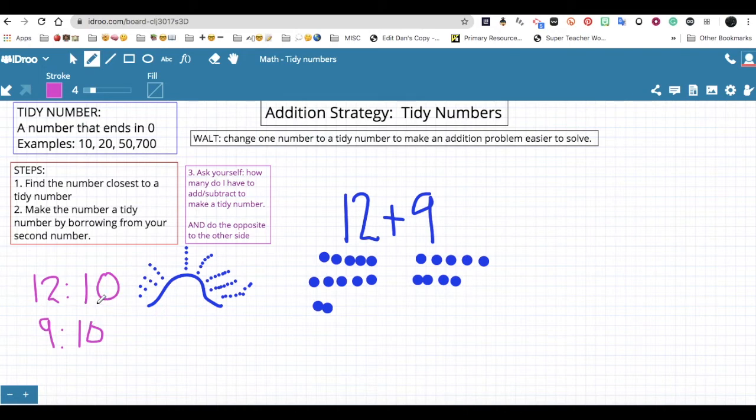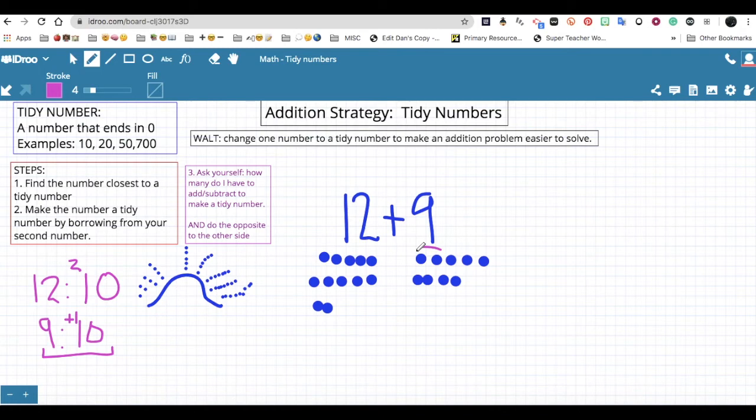So which number is closest to a tidy number and why? Pause the video and explain that to me. So if you said 9 is the closest to a tidy number, then you are correct. And the reason for that is 9, we only have to add 1 compared to 12, the difference is 2. Okay? So here we go. So this is our tidy number. What is our second step? Pause the video and tell me our second step.